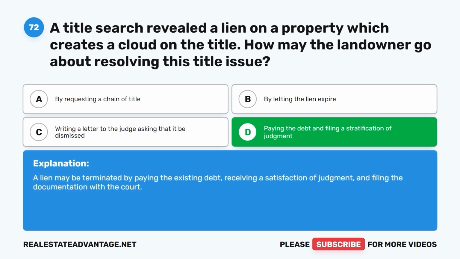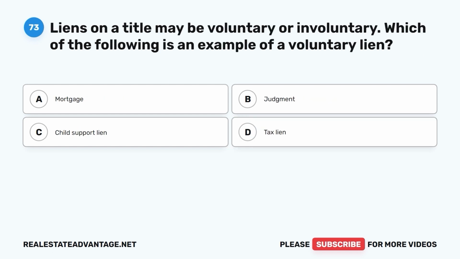A lien may be terminated by paying the existing debt, receiving a satisfaction of judgment, and filing the documentation with the court.